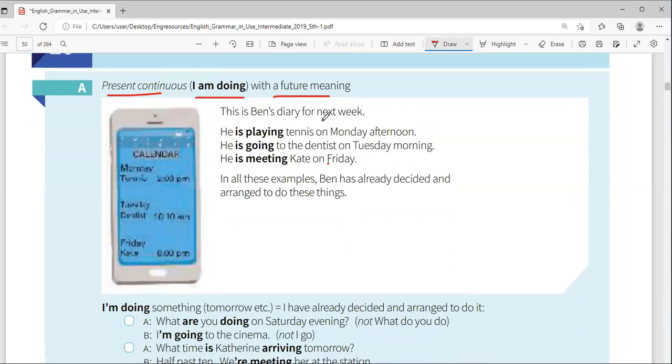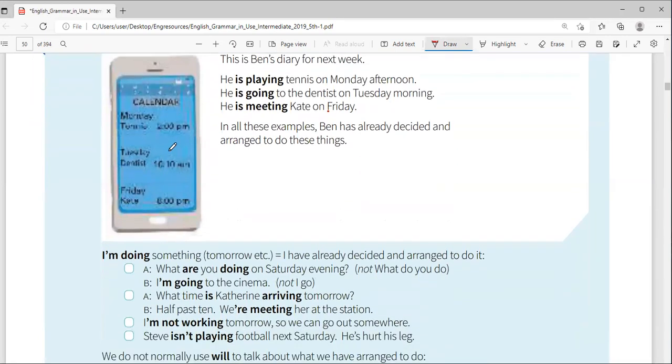This is Ben's diary for next week. Look at the calendar here. Monday, tennis, Tuesday, dentist, Friday, Kate. Okay. So he's playing tennis on Monday afternoon. Look, he's playing tennis. Is it now? No, on Monday afternoon. You see the time in the future is given. He is going to the dentist on Tuesday morning. Oh, he's going to the dentist. Is it now? No, on Tuesday.